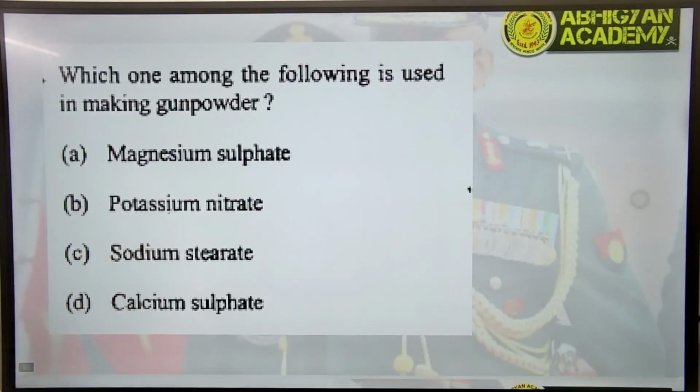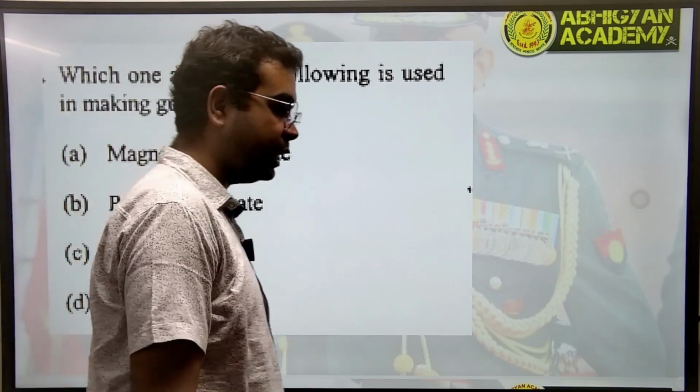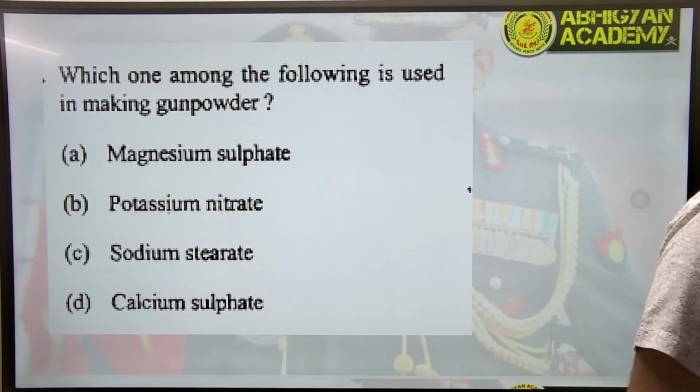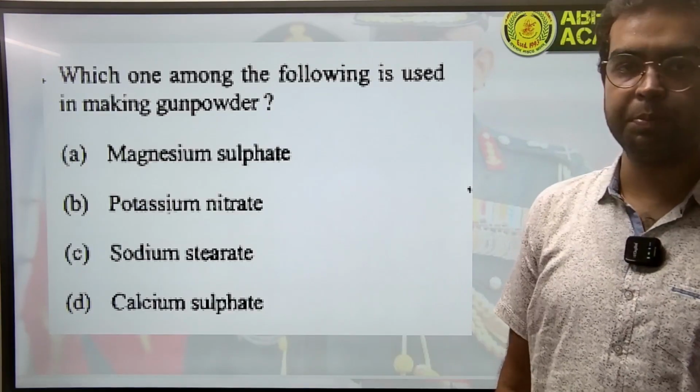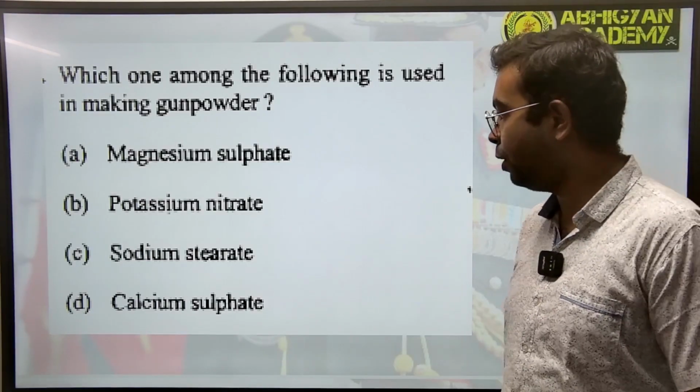Now the next question is, which of among the following is used in making gunpowder? The correct answer is potassium nitrate. Potassium nitrate is used for making gunpowder, which is used in explosives, bombs.